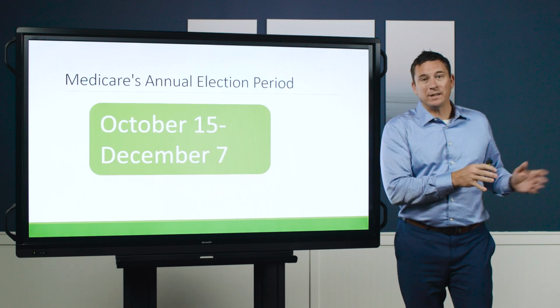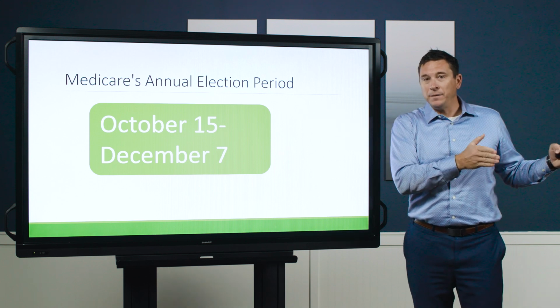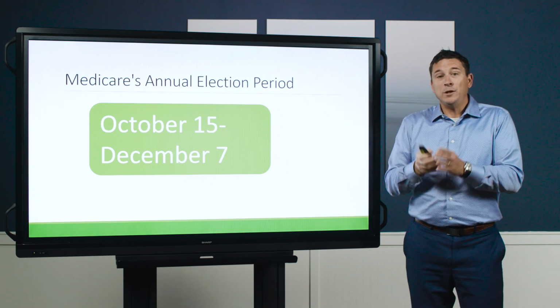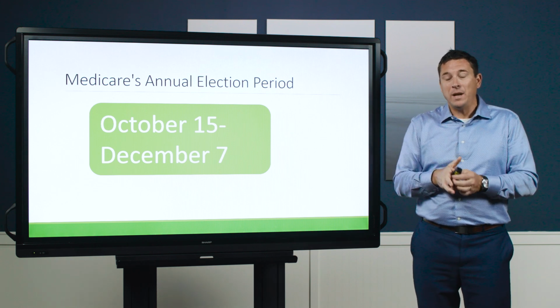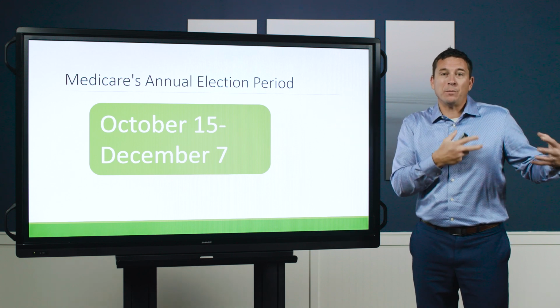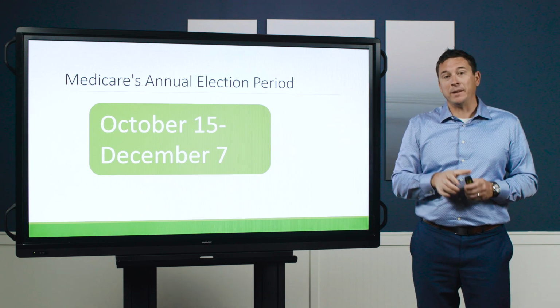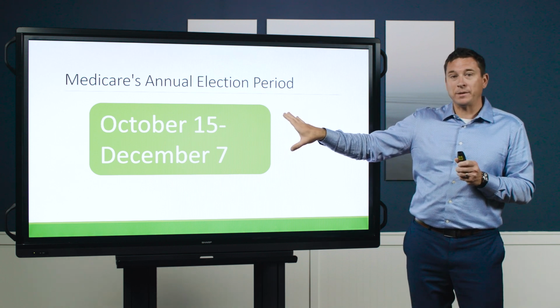First off, I do want to say that the annual election period runs October 15th through December 7th. You've got to review your plans within this time frame. That's your window. You get to December 8th and on, we're done, and there are no more options for reviewing these plans. You can make your moves within this window of October 15th through December 7th.